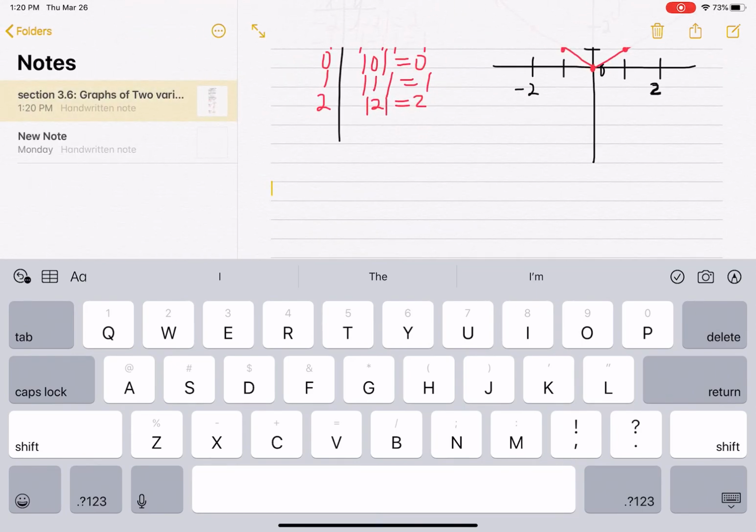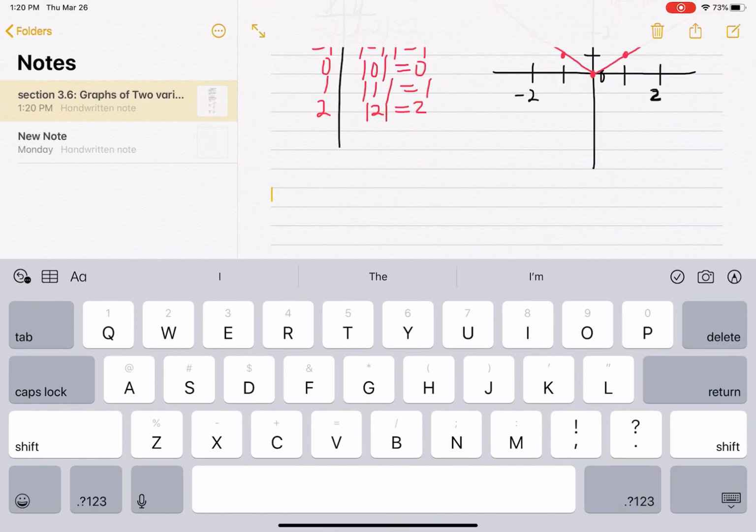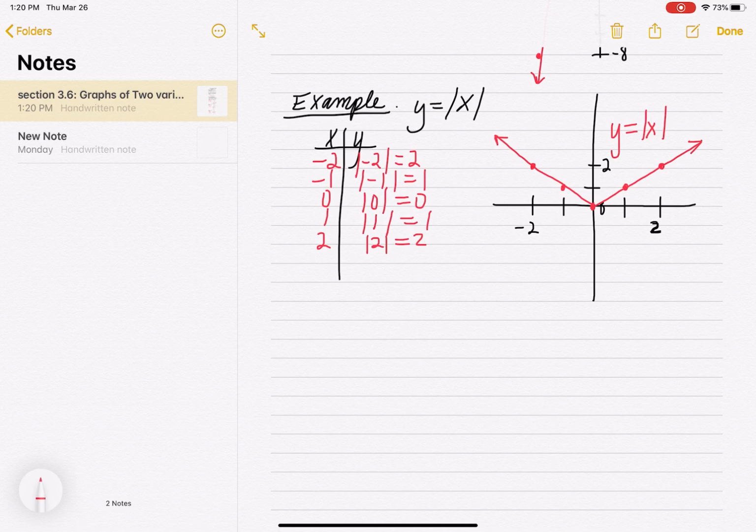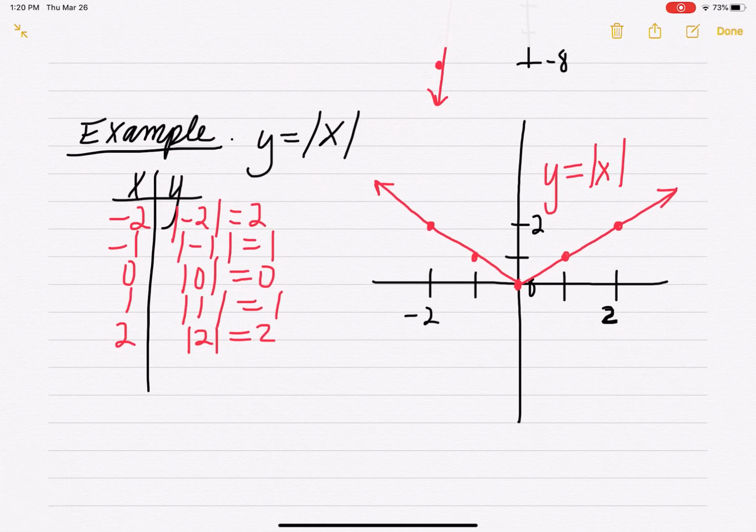Come on, come back. And come on. Thank you. All right, now we can scroll up.